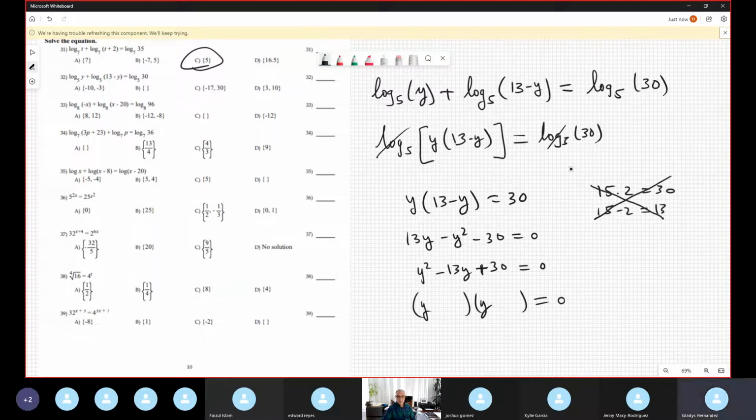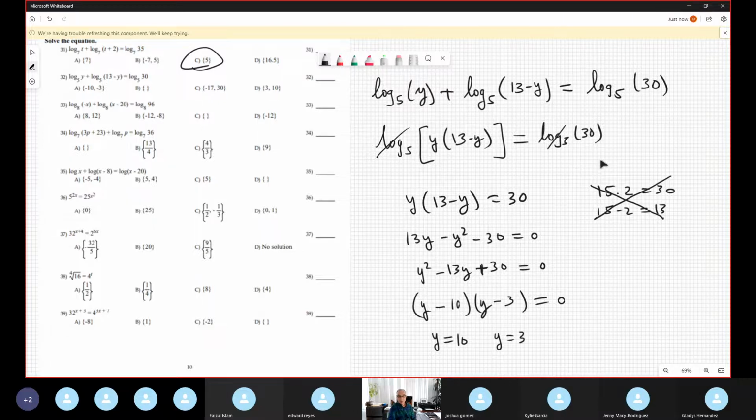3 and 10. Very well. In this case, yes, because both are negative, no? Negative 10 times negative 3 is positive 30, and negative 10 plus negative 3 is negative 13. One solution is 10, and another solution is 3.